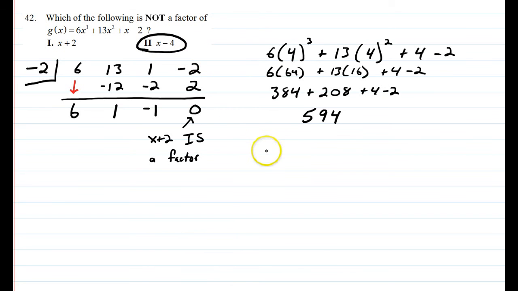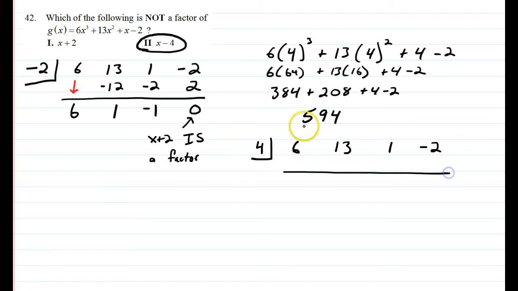So if you wanted to use synthetic division, you'd have the 4 on the outside, use the coefficients 6, 13, 1, negative 2. And it would look like this. So you still get some ugly numbers, but not that big a deal. The main thing is that you see the 594 and 594 are the same. So again, the x minus 4 is not a factor.